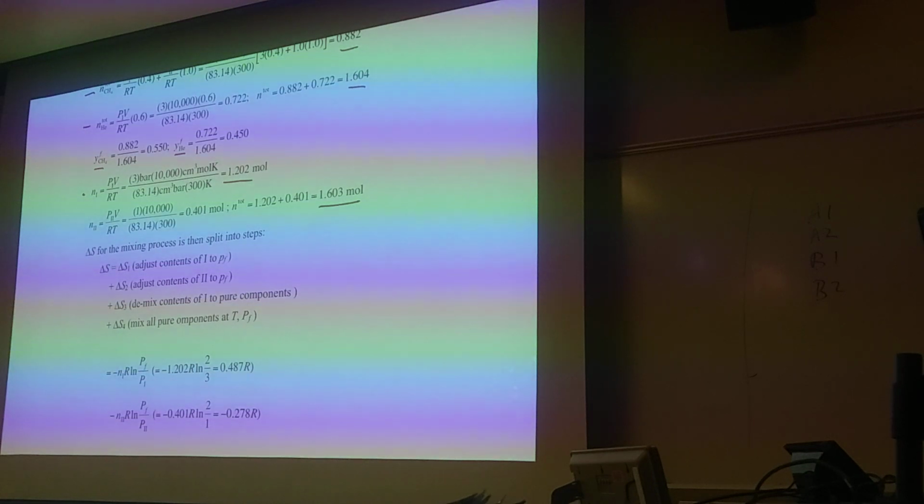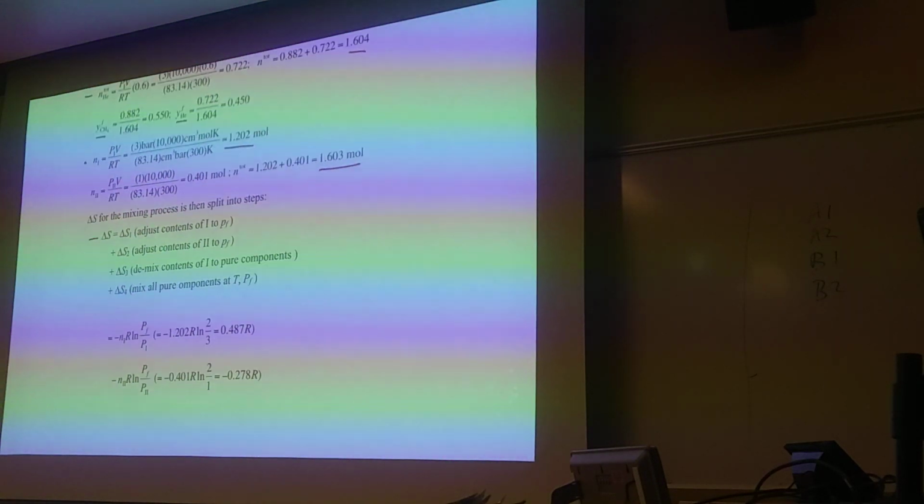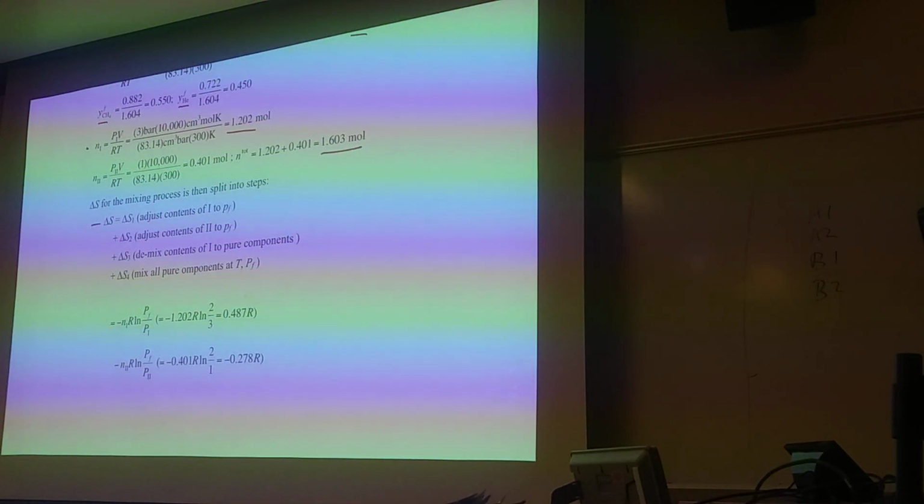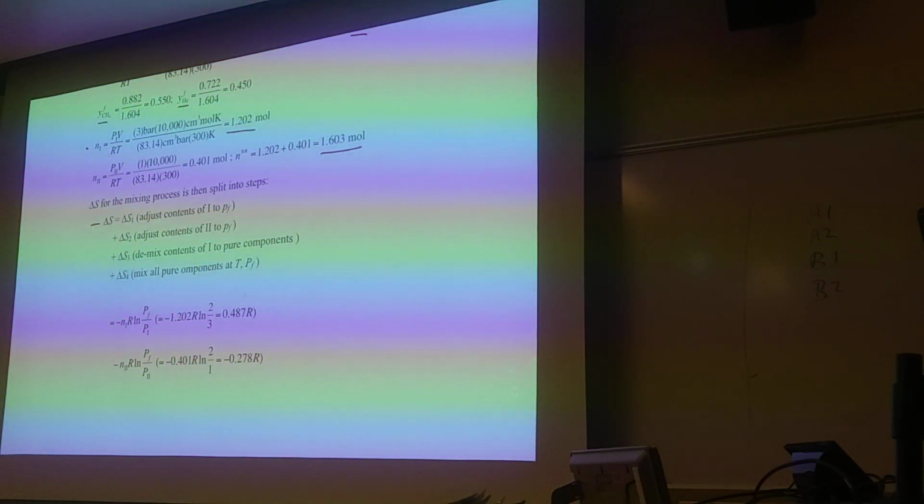And here it is, delta S in total is first adjusting the contents of chamber 1 to the final pressure, adjusting the contents of chamber 2 to the final pressure, then the third step would be to demix the contents of chamber 1 to pure components, and then lastly mix all the pure components.